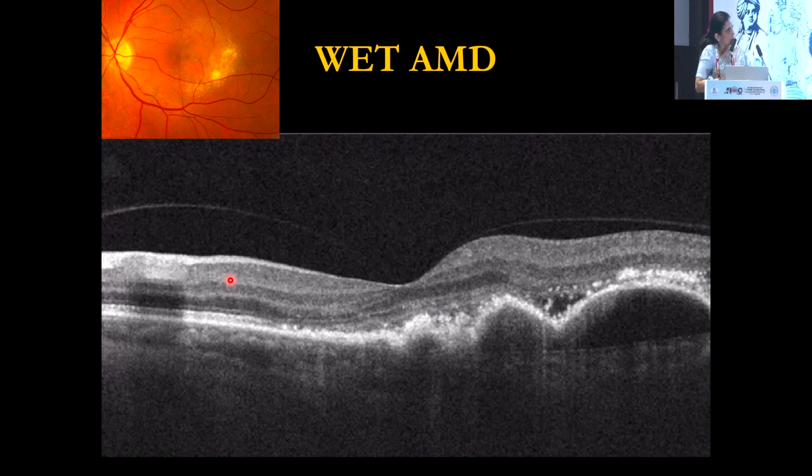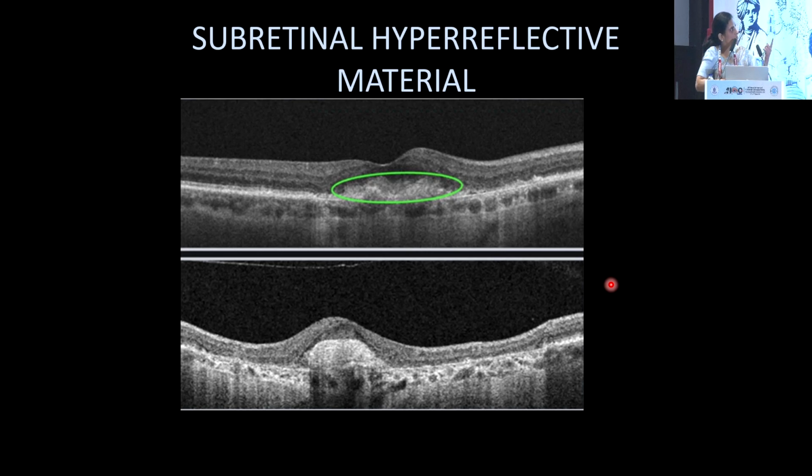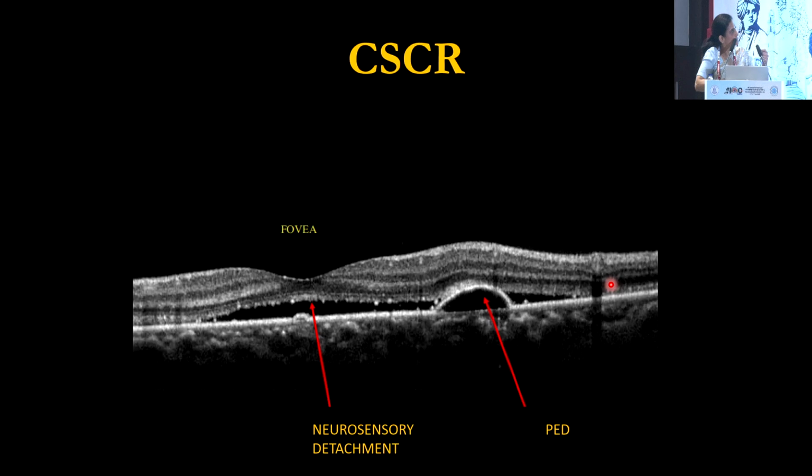So this is a typical picture of wet AMD where you see multiple pigment epithelial detachments. There is some subretinal fluid also over here. This is the pigment epithelial detachment, and this is subretinal fluid. Very typical picture for an AMD when you see these large pigment epithelial detachments, and these are not serous because there's this material below it. So this is called subretinal hyperreflective material. This is again a feature of AMD, where you see this hyperreflective material below the retina.